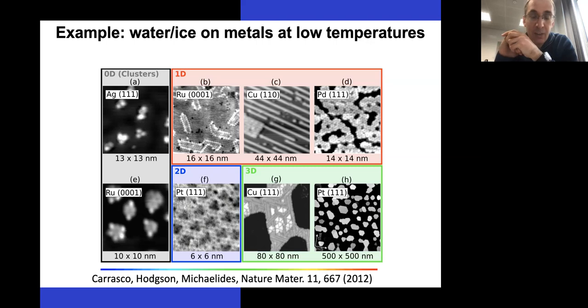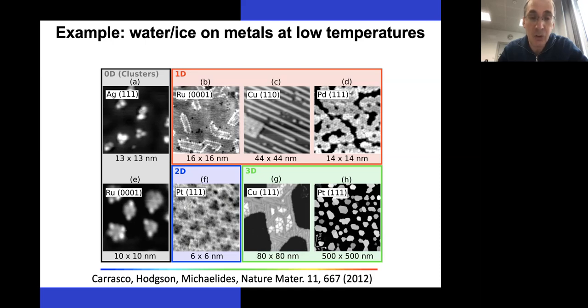One other way to illustrate that in the condensed phase the variety of structures can be very complex is to look at what should be a very simple situation. If you take a flat surface, in this case an atomically flat metal surface, and you deposit a layer of water on top at ultra low, cryogenic temperatures, you ask, what is the structure of the first layer of water on these surfaces?